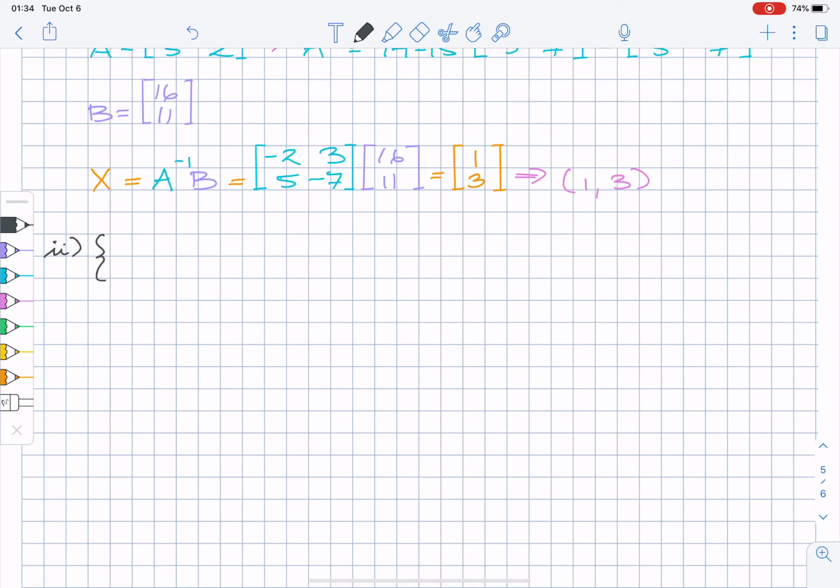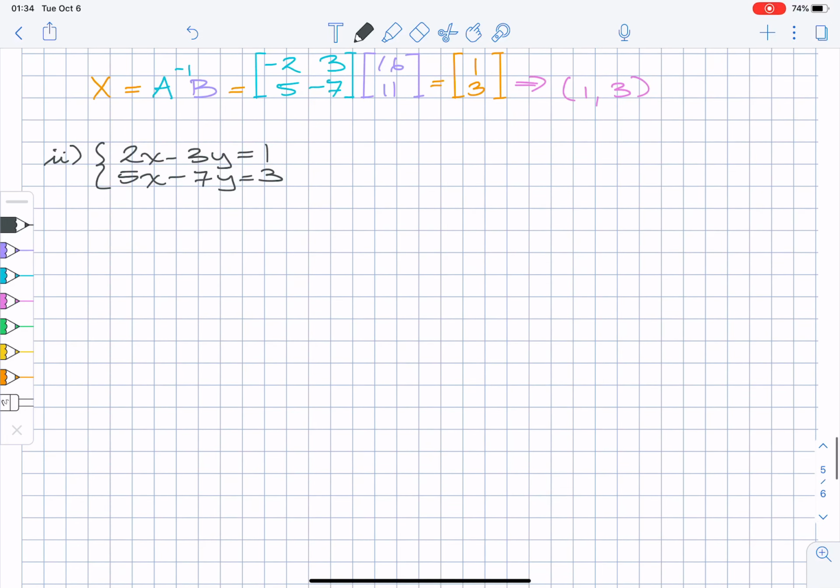Okay, so let's do a couple more. So let's say we have 2x minus 3y is 1, and 5x minus 7y is 3. Okay, so the matrix of coefficients is going to be 2, 5, negative 3, negative 7.